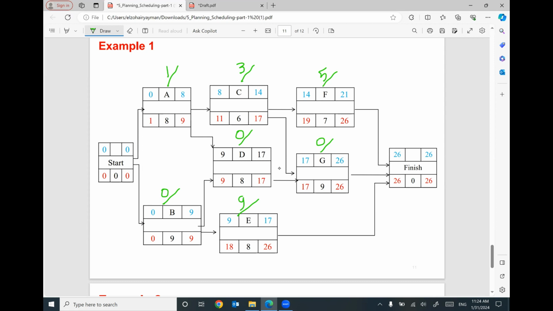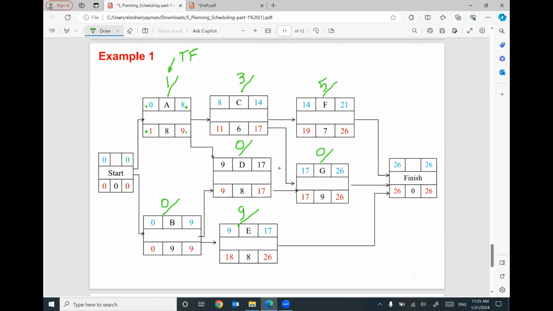So these numbers represent the total float. Just subtract this number minus this number, or this number minus this number, and it can tell you the total float. To explain it in more detail, this activity A can be delayed for 1 day or 1 week or 1 month, whatever the unit, without affecting the 26 total duration of the project.